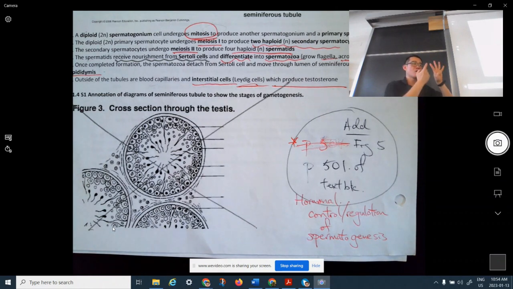Can you guys remember what makes FSH? Which part of the body makes FSH? Try to say it. Yes, good. Pituitary gland makes FSH. LH, what makes the LH? Also pituitary gland. So pituitary gland makes FSH and LH.